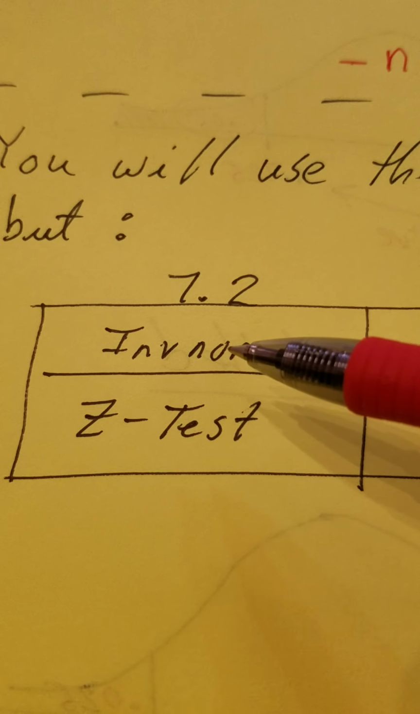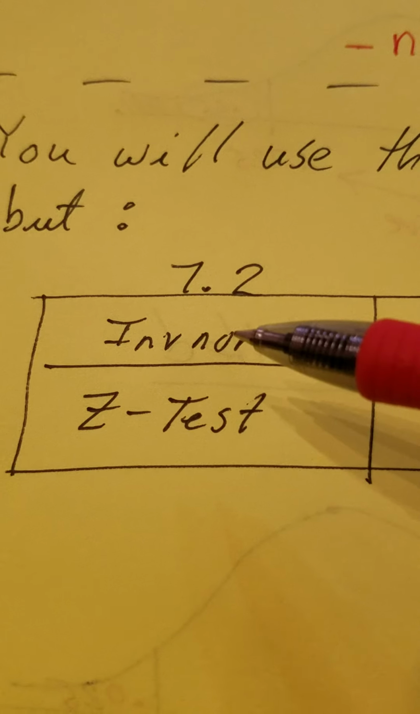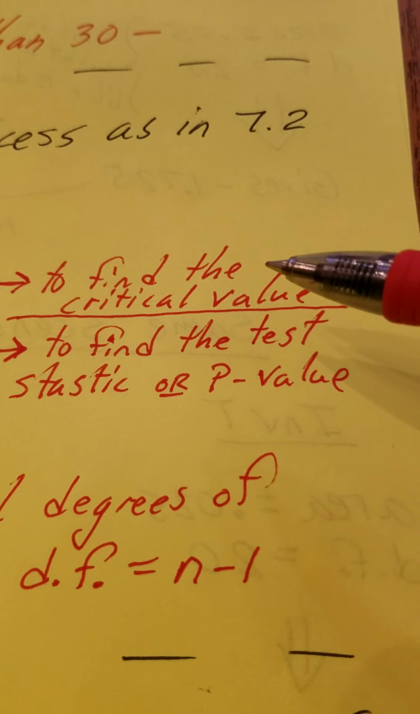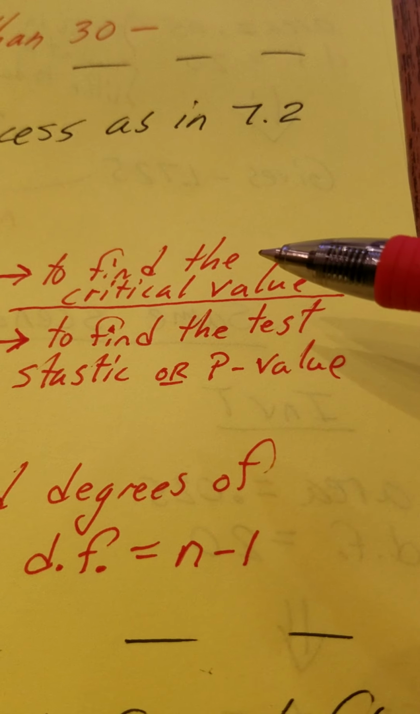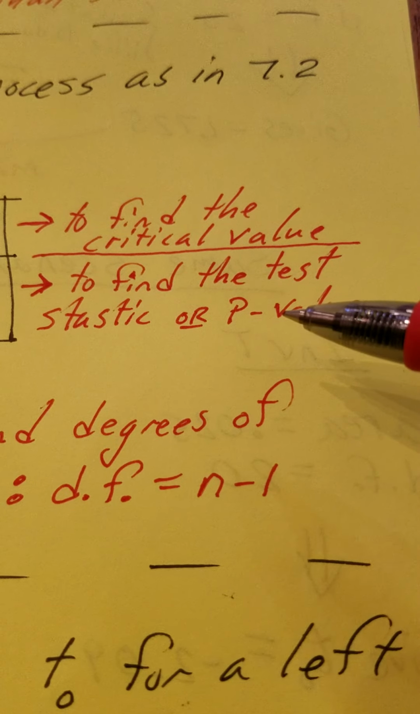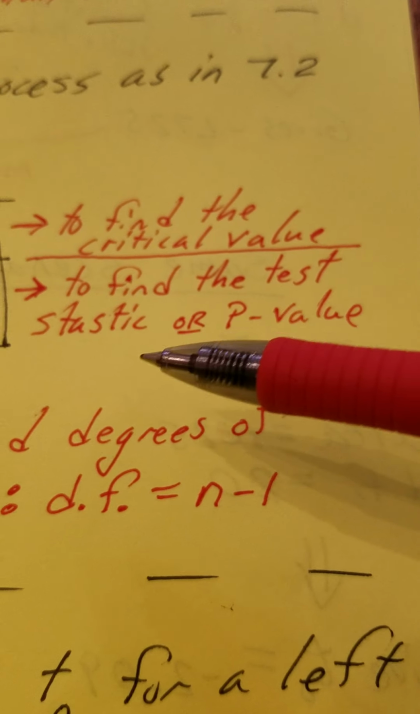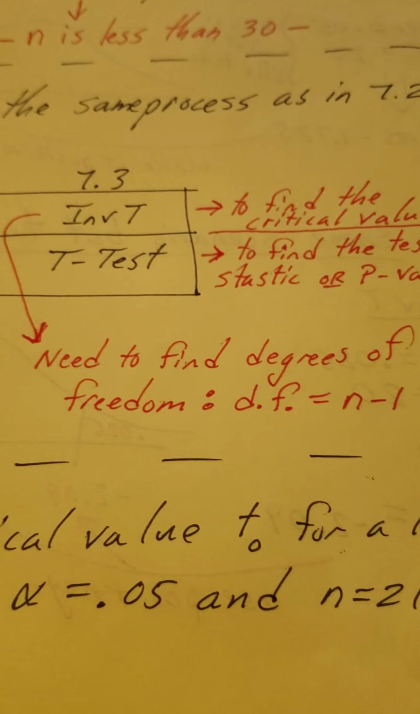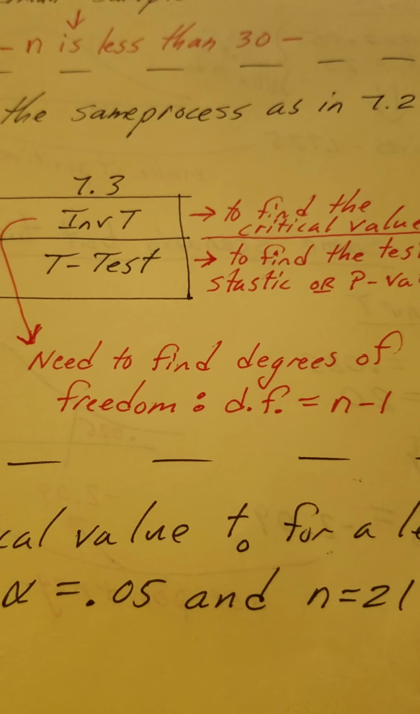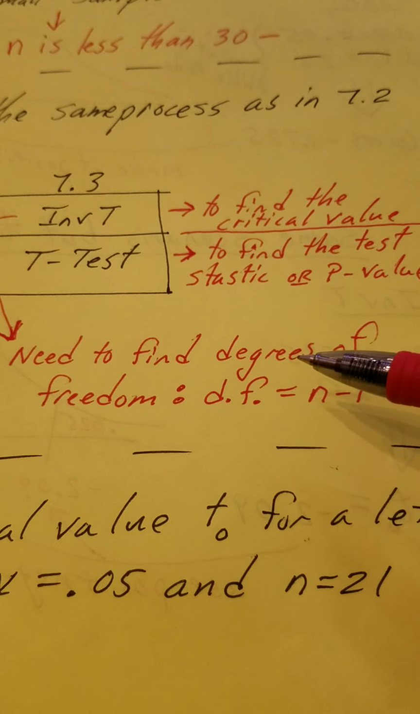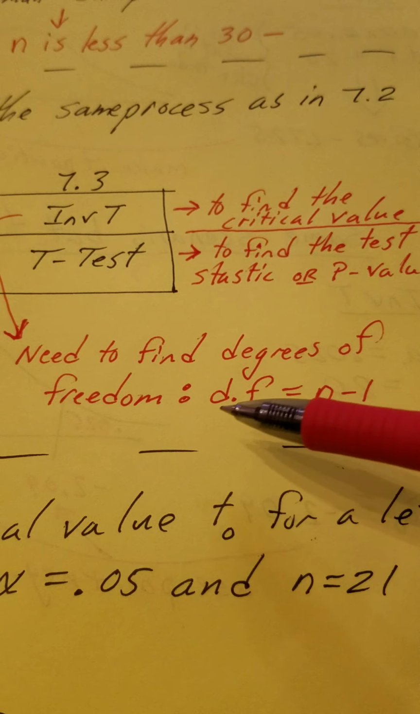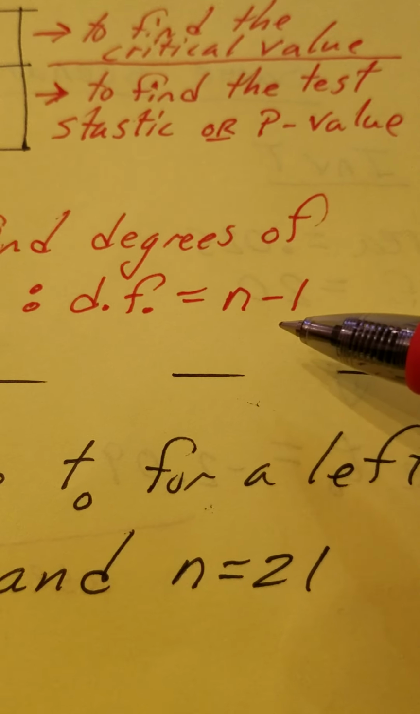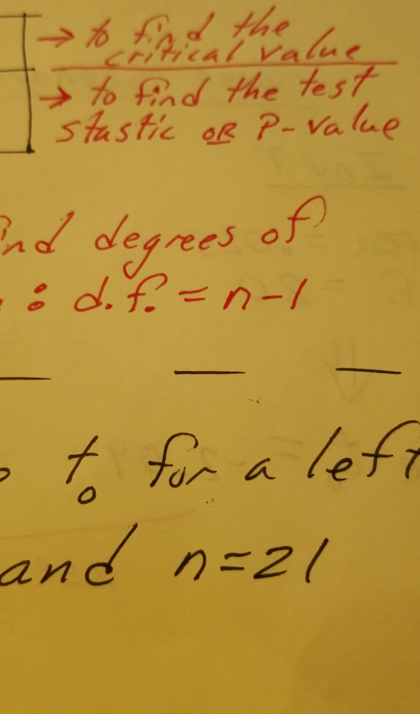So inverse norm, you're finding the z critical value. Here you're finding the t critical value. So you do the inverse t, inverse norm to find the critical value. You use t-test or z-test to find the test stat or the p-value. Now there's one thing that you need to do additionally when you're doing anything with t: you need to find degrees of freedom. Not always, but sometimes you do. Degrees of freedom is always the sample size minus 1.